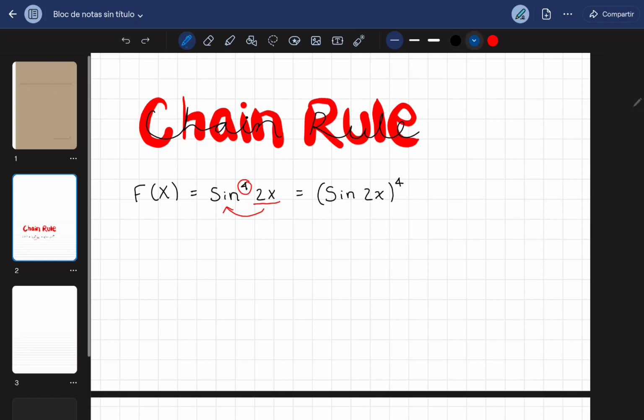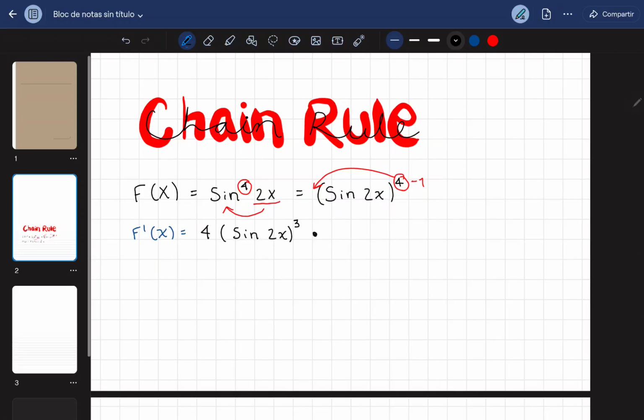So we say, let's write in here. Okay, so first we need to get the derivative of the outer term. Remember, this 4 goes down and we subtract 1. So it is 4 sine of 2x to 3. Yes, it is cubic.